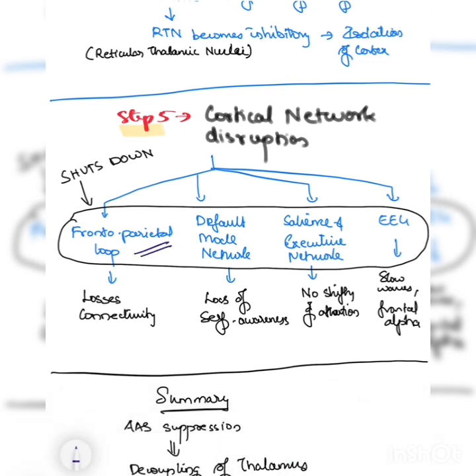Coming to the default mode network. It is a large-scale brain network primarily involved in self-referential thinking, memory retrieval, and mind wandering. This network is most active when a person is not focused on external tasks, such as when a person is daydreaming, having some introspection, or recalling past experiences. The key structures of the default mode network are medial prefrontal cortex, posterior cingulate cortex and precuneus, and angular gyrus. So action of anesthetics on the default mode network can lead to loss of self-awareness.